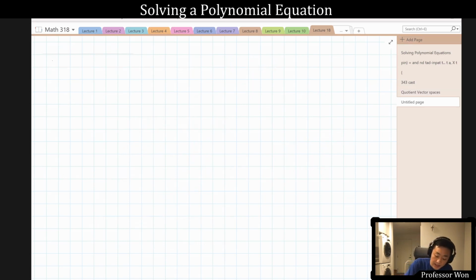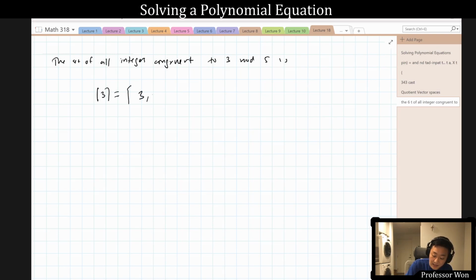So the set of all integers congruent to 3 mod 5 is, there's infinitely many: 3 itself, because that's 0 times 5 plus 3, 8, 13, 18, dot, dot, dot. Also, there's a bunch of negative ones, right? So -2, -7, -12, -17, dot, dot, dot. All the things that you can write as 5 times an integer plus 3. And of course, these are all spaced out 5 apart, right?